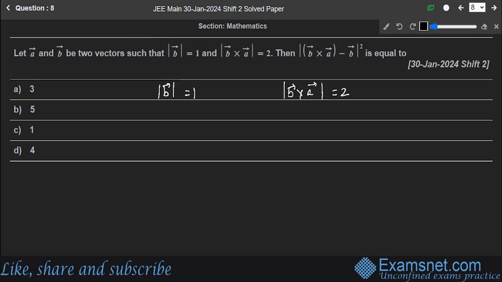You know one thing, that the B cross A vector dot B vector is equal to B vector dot B vector cross A vector, and this is equal to 0.